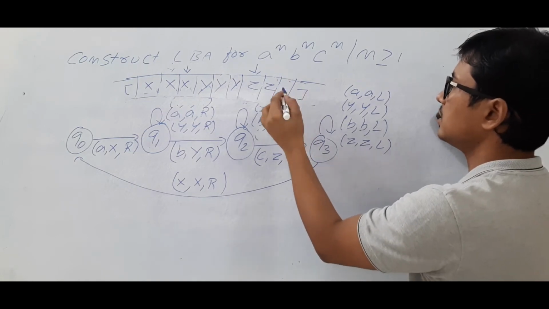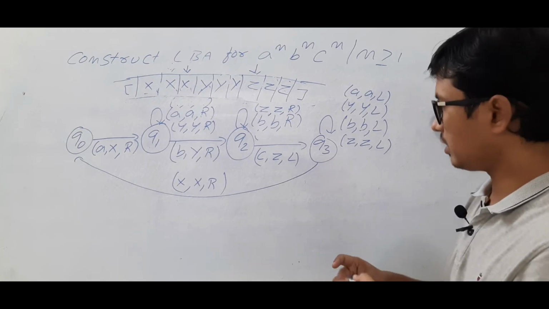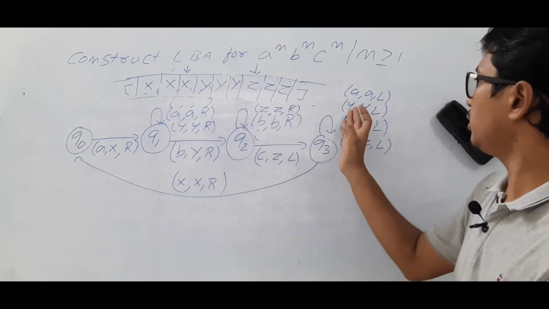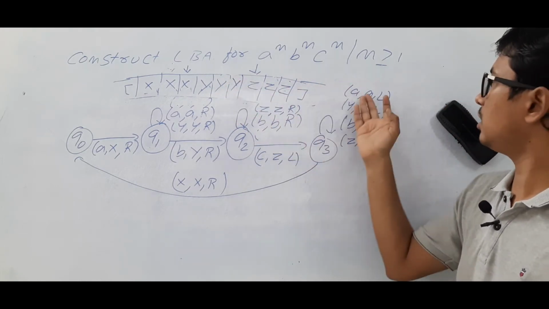If you see a c, then you will make it as z, keep on moving to the left. All the z's you will make it as z, move to the left. There will be no b's further. Y's you will make it as y, move to the left. A's are also not there.